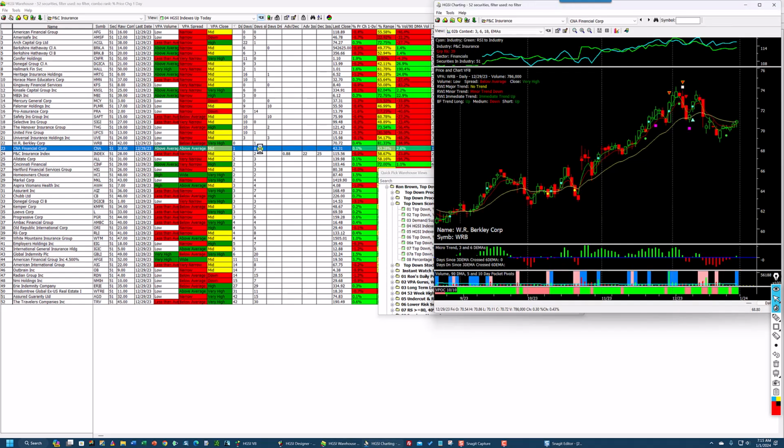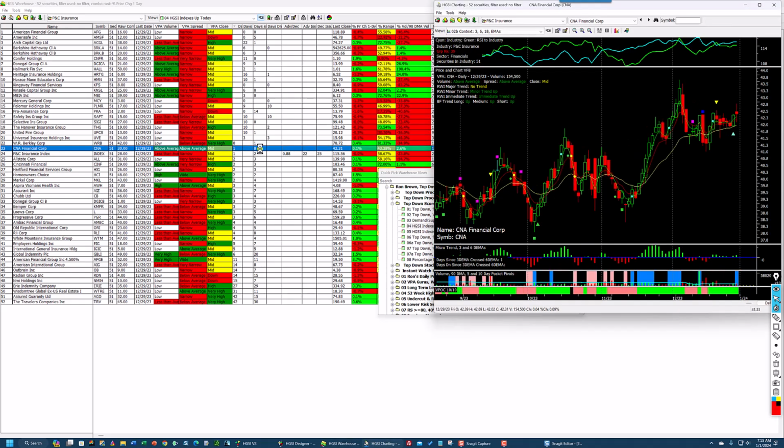And I'm showing you how to do this going top down. This takes a little more time. Yeah, it does. But what this allows us to do is to find fresh stocks in groups that have crossed over recently or are crossing over today.